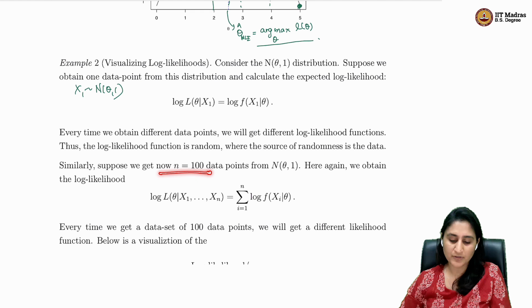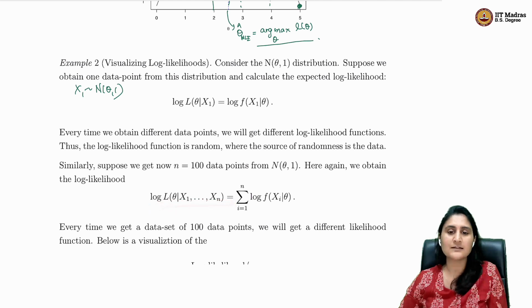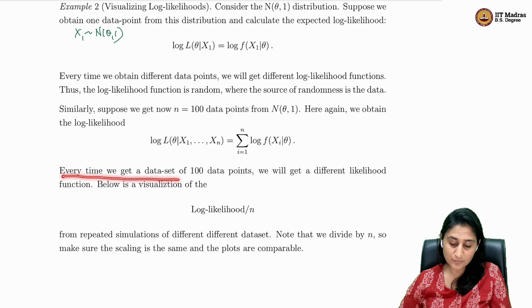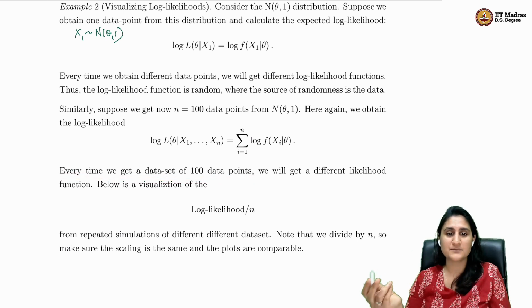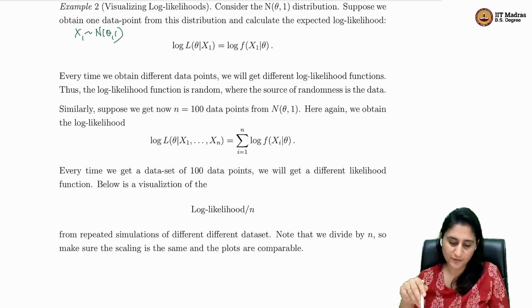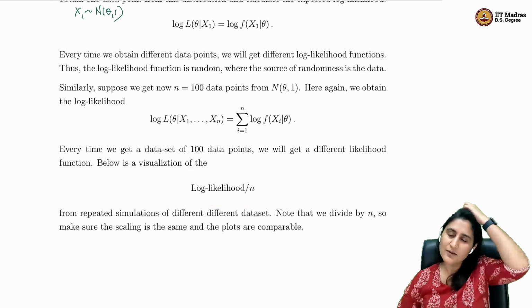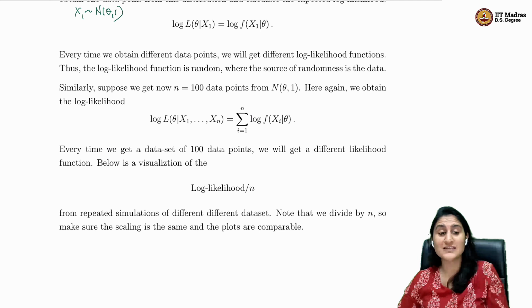So if I get 100 random data points from normal theta 1, then the joint log likelihood of theta given the data is just the summation of log of f of xi given theta. So every time I get a new data set of 100 points, I'll get a new shape of the log likelihood function. Okay. And what I'm going to plot now is the log likelihood function divided by n for each of those data sets.